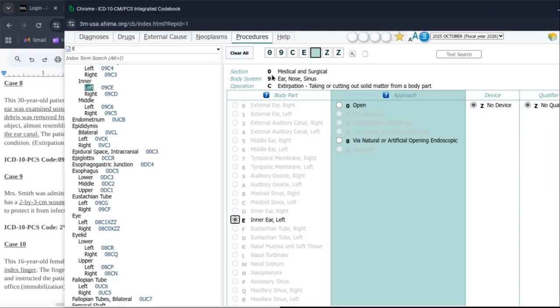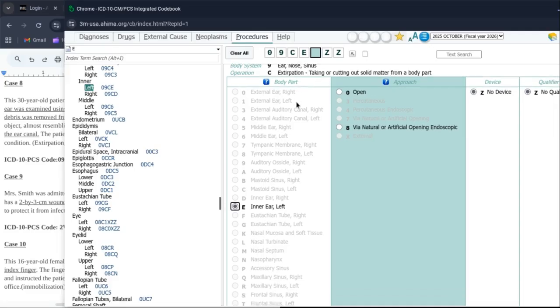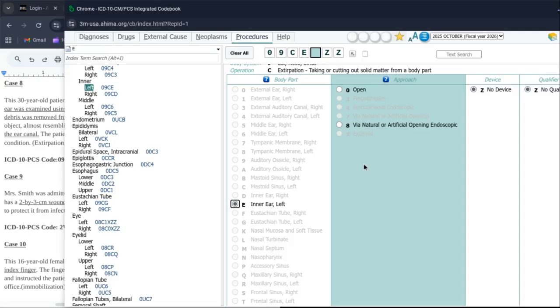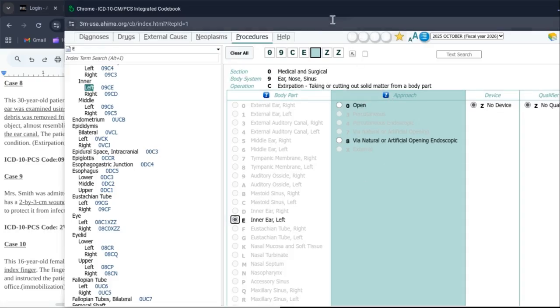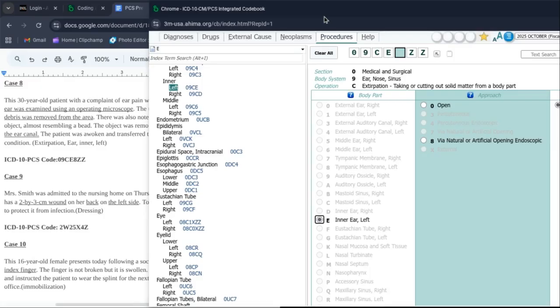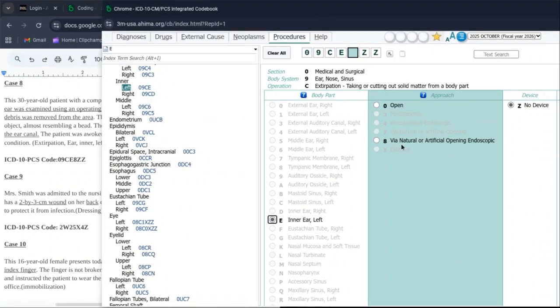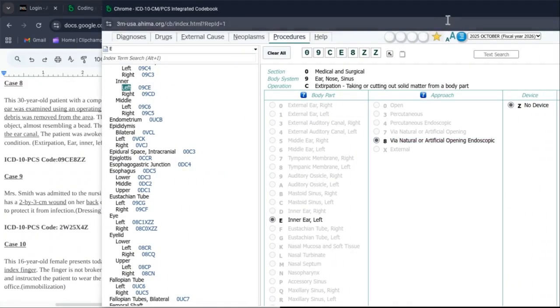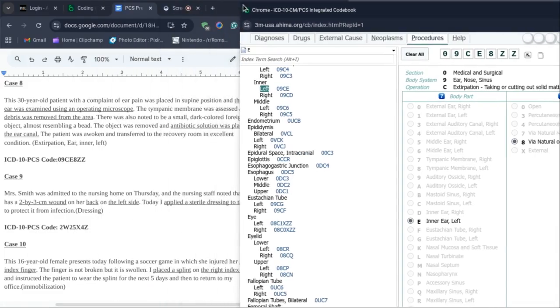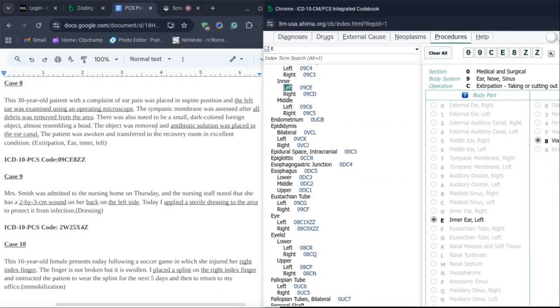Moving over, the section being 0, medical and surgical, the body system in this case being the ear, which shows us 9, ear, nose, and sinus. Operation or root operation or main term is extirpation. Its body part being the inner ear left gives us E. The approach in this case would be 8. And there is no device and no qualifier. That would give us the code of 09CE8ZZ.